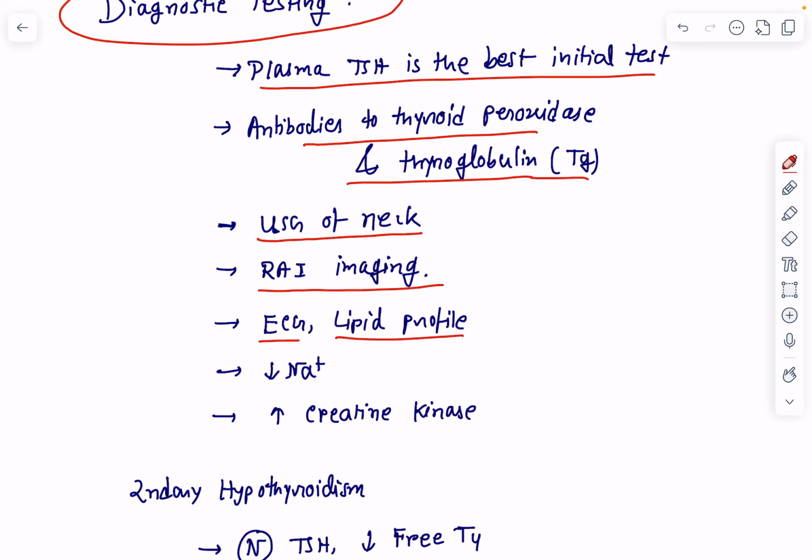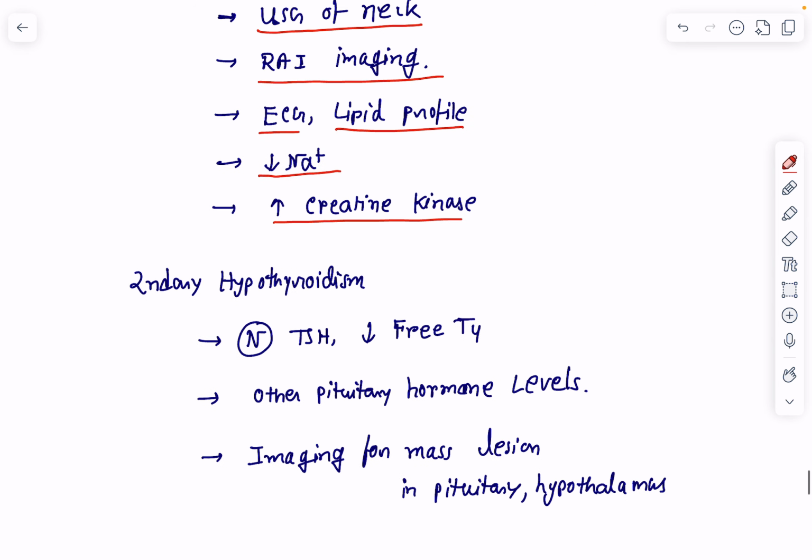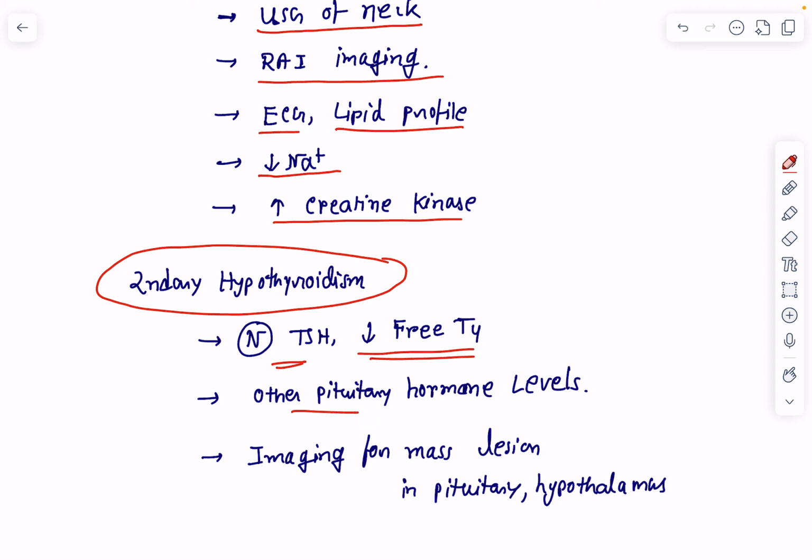Lipid profile we can do, where there will be increased level of cholesterol and triglycerides. We can do a sodium level. We may find hyponatremia. And we can do a creatine kinase, where there will be increased level of creatine kinase. If we are suspecting secondary hypothyroidism, in secondary hypothyroidism, TSH will be normal and there will be reduction in free T4, right?